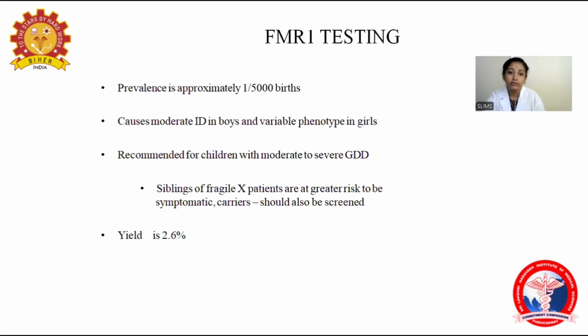Up to 5 years, we term it global developmental delay, and after 5 years, we use the term intellectual disability. FMR1 testing is recommended for children with moderate to severe global developmental delay. Siblings of Fragile X patients are at greater risk of being symptomatic or carriers and should also be screened. The yield for this testing is 2.6%.